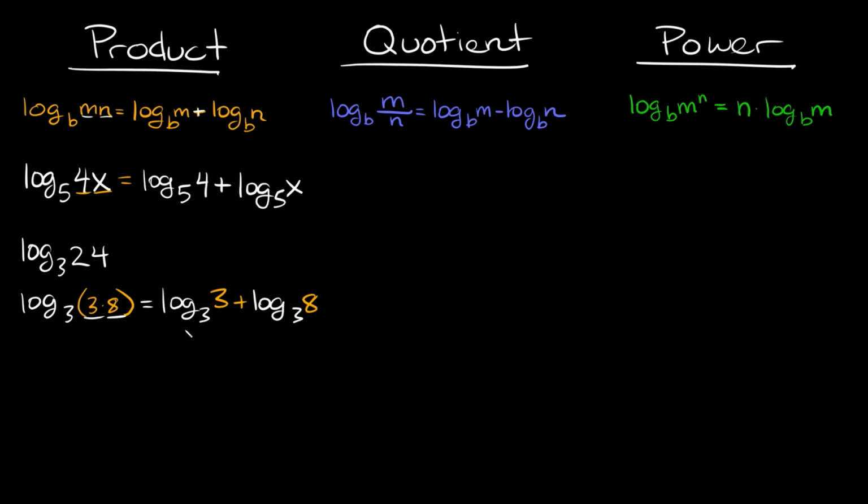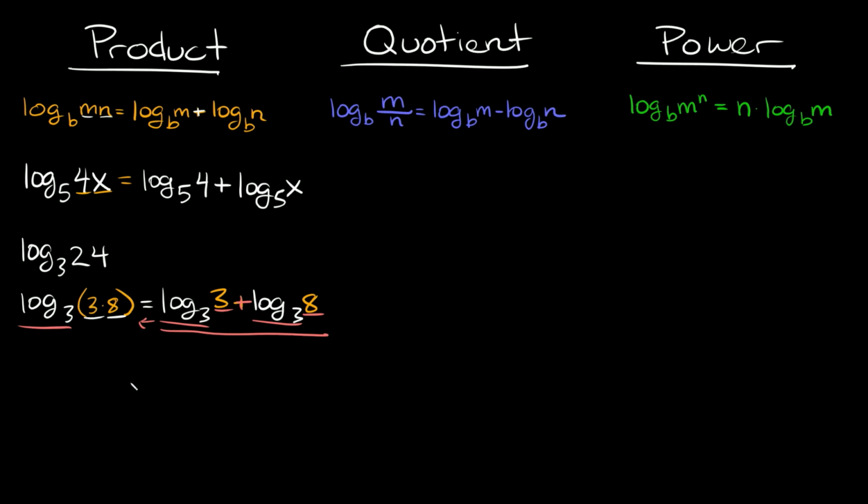Okay, and it's important to realize that we can actually go the other way. So let's say we started with this side. What if we had log base 3 of 3 plus log base 3 of 8? We could also go in that direction and say, okay, well, we have a log base 3 here, log base 3 here, so I'll just write it once here. And then since we're adding, we can just multiply these numbers together and combine them right here, okay?